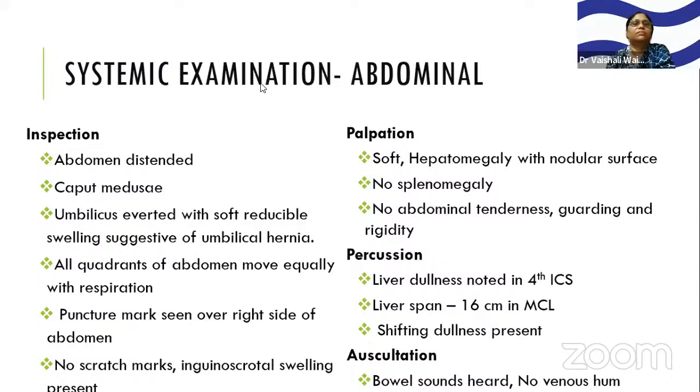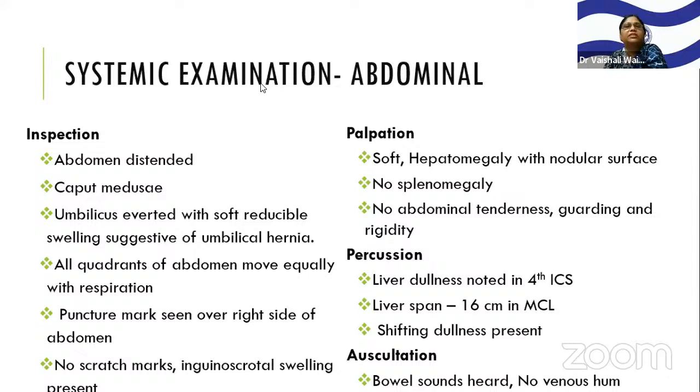Ma'am, shifting dullness is a sign of ascites that can be assessed by percussing the abdomen. We ask the patient to lie on his back and we start percussing from the center towards the flank. Once our tympanic note changes to a dull note, we mark that area on the skin and ask the patient to roll to his other side. When the patient rolls, we wait for 10 seconds, and after that, we percuss from that point only. If our note changes again from dull to tympanic, that means the fluid has shifted, which suggests shifting dullness. That means the fluid is moving. So this fluid sign is present.